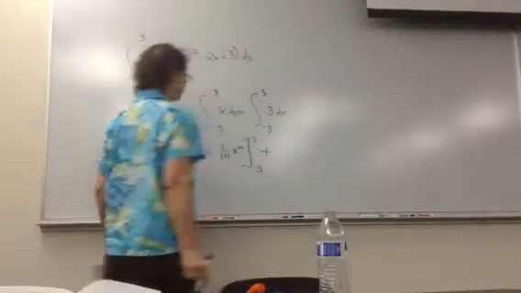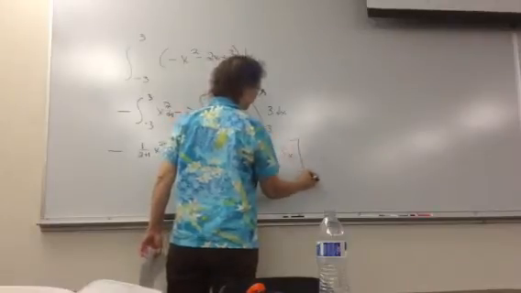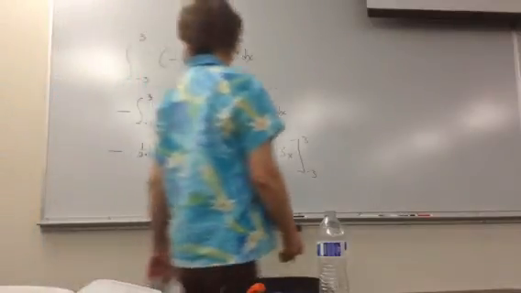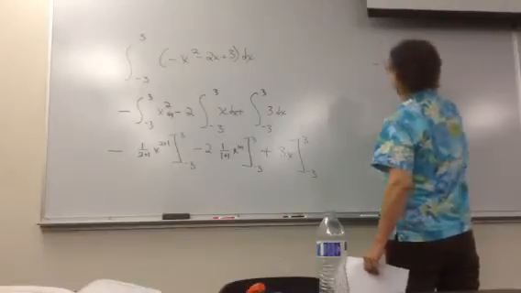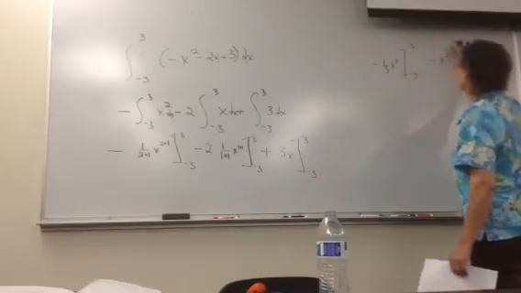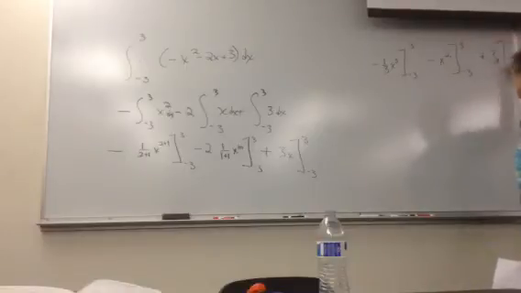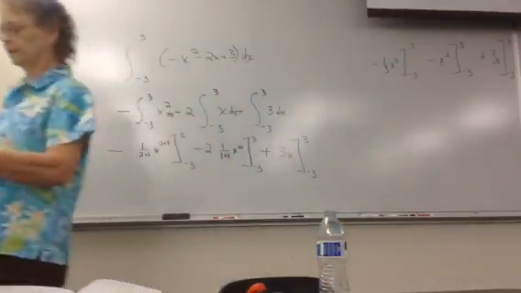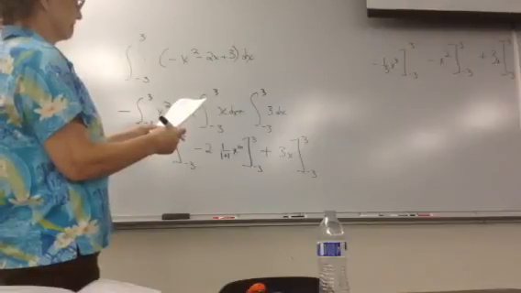Plus 3x evaluated from -3 to 3. And now let's clean that up and see what we've got. -1/3 x cubed evaluated from -3 to 3 minus x squared evaluated from -3 to 3 plus 3x evaluated from -3 to 3. See if I've got it right so far. Looks good.